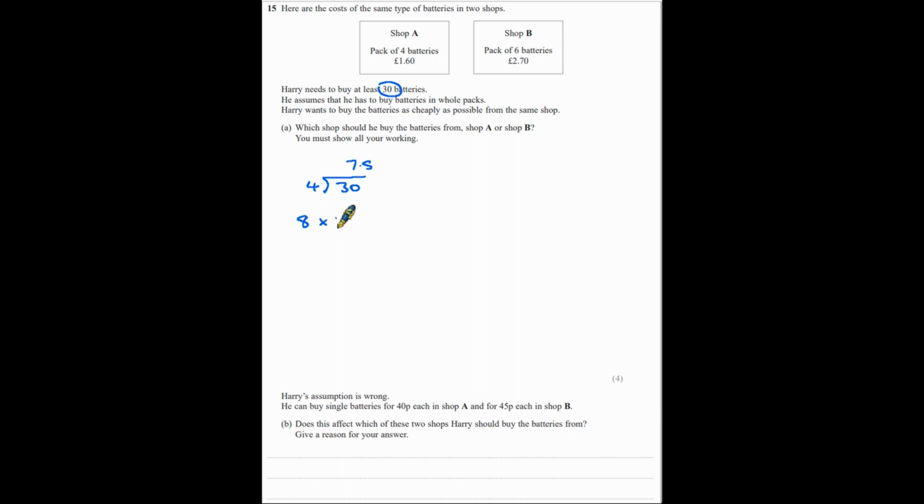So our calculation is 8 times £1.60. Now that is going to give us £12.80. In shop B, he can buy them in packs of 6. Now this works better because 30 divided by 6 means he has to buy 5 packs. He's going to buy 5 packs and each pack is £2.70, giving us a price of £13.50. So our choice is going to be shop A because it's going to cost less.